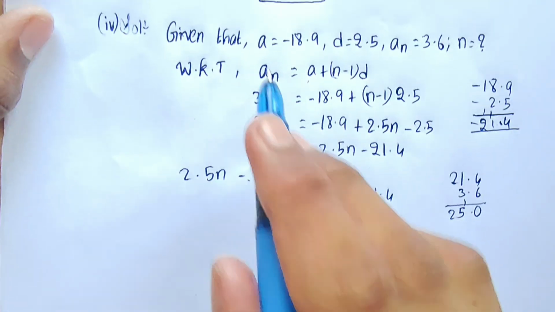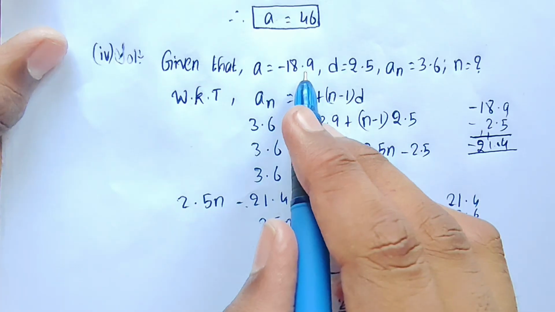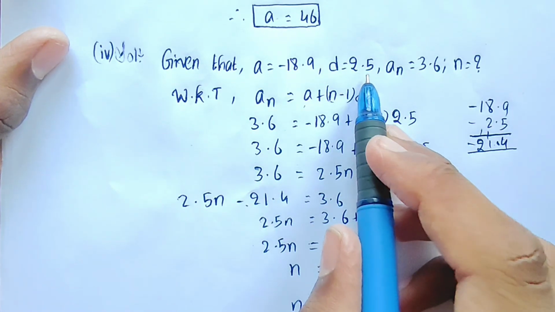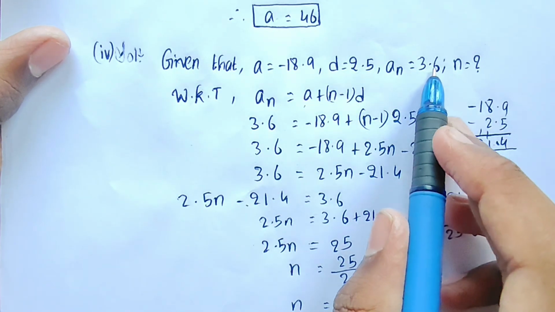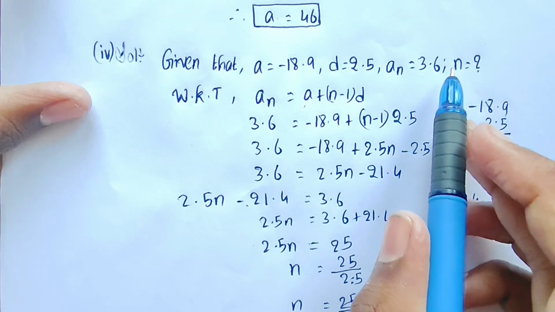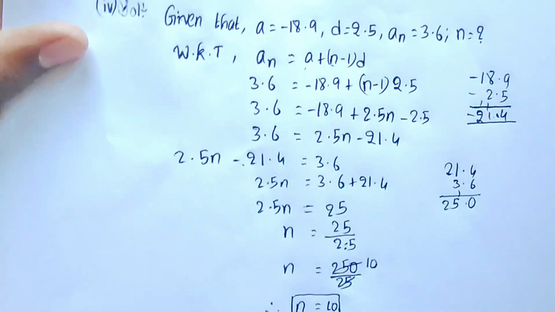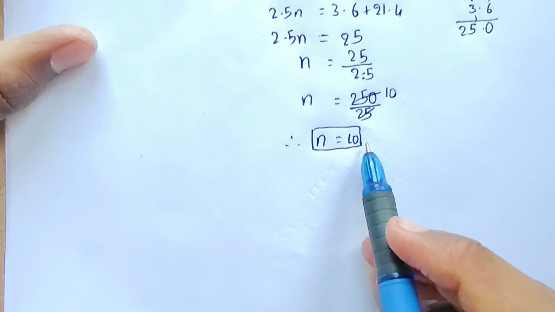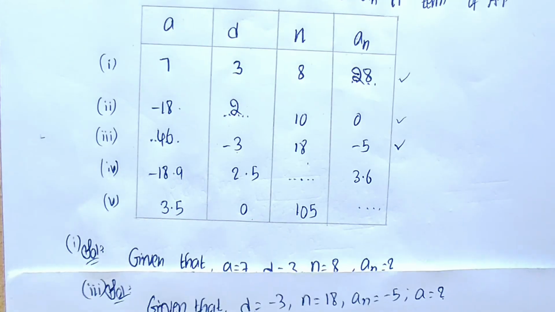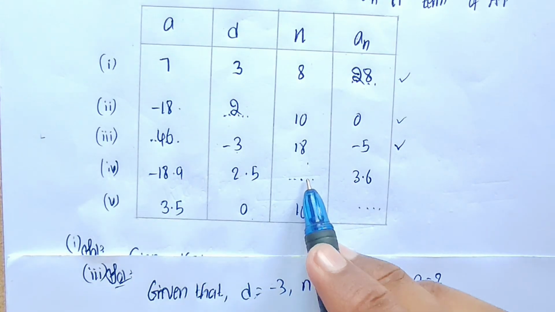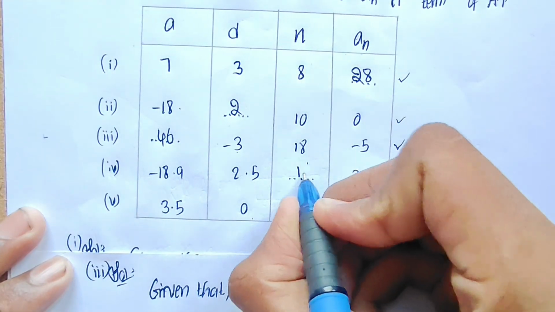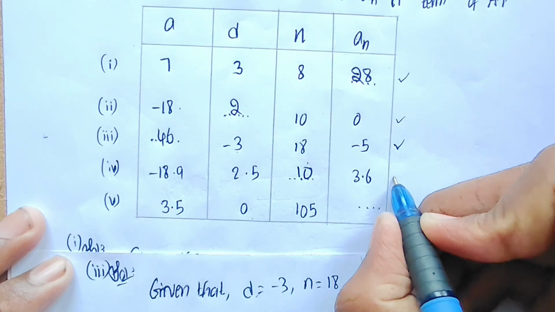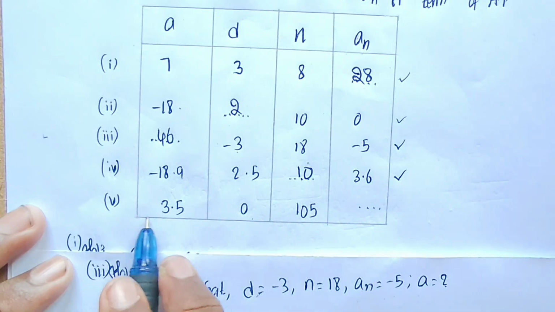By solving the given data, a is equal to minus 18.9, d is equal to 2.5, an is equal to 3.6, we got the value of n as 10. So I am writing here the value of n that he asked in the question: we got 10. So we have completed the fourth question. Now let's go to the fifth question.